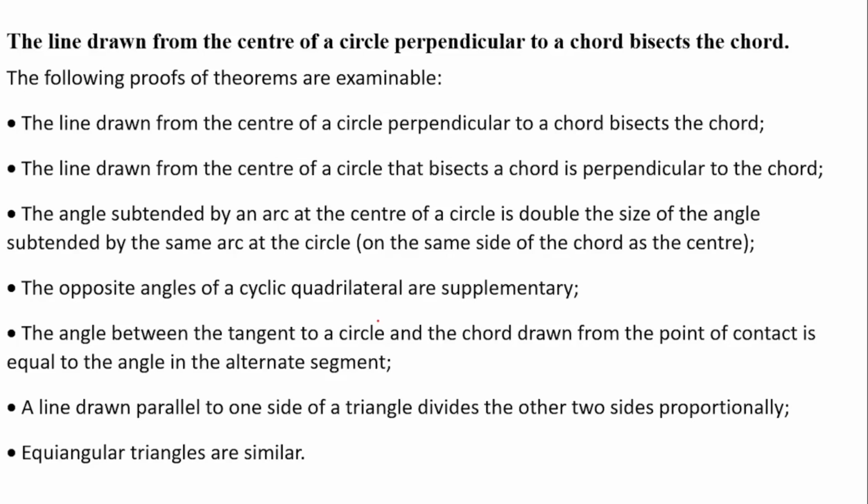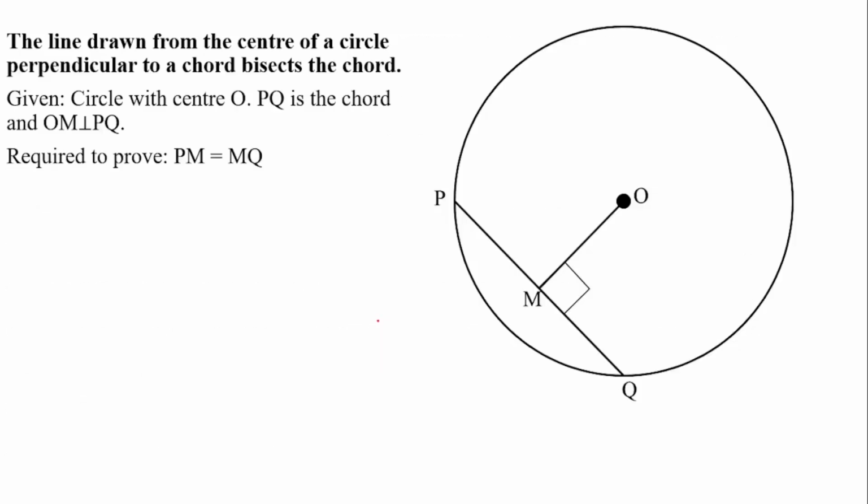But in this lesson, we're going to prove the theorem which says that the line drawn from the center of a circle perpendicular to a chord bisects the chord. Right, so we are given a circle with center O, and then we're given that OM is perpendicular to PQ.